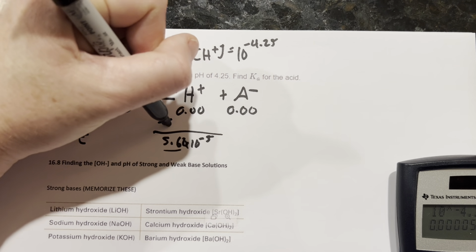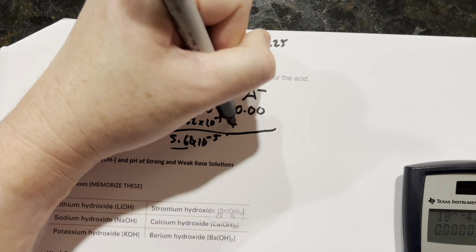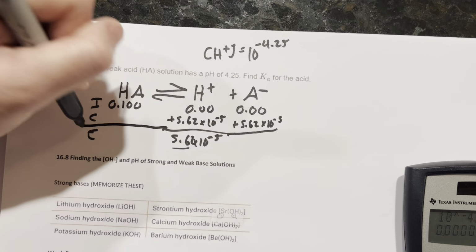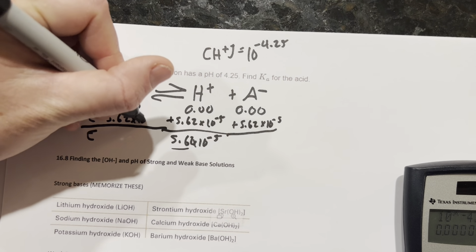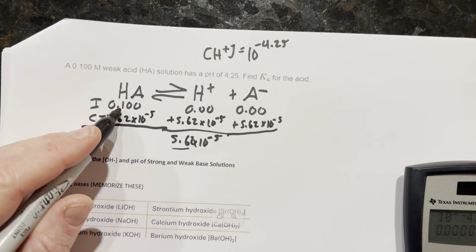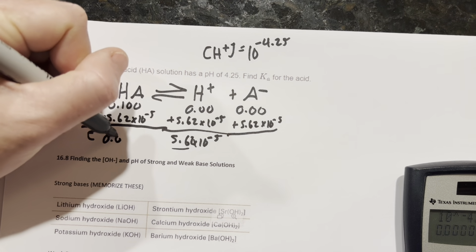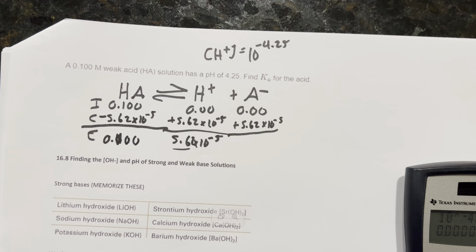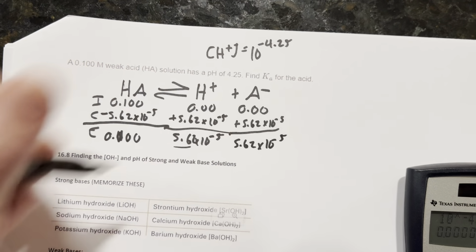So we've got 5.62 times 10 to the negative 5 there, which means we had to have gained 5.62 times 10 to the negative 5. If we gained that there, it means we also had to gain 5.62 times 10 to the negative 5 there. And how much did we have to lose here? We had to have lost 5.62 times 10 to the negative 5. This is very small compared to that 0.1. Really, this 0.1 still ends up being 0.100. You could subtract it off, but sig fig wise you'll just get the same answer. And this is 5.62 times 10 to the negative 5.